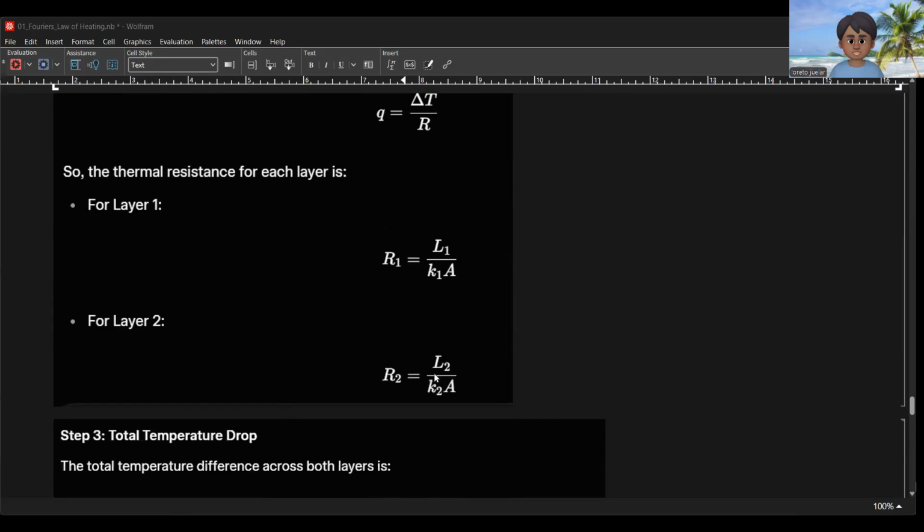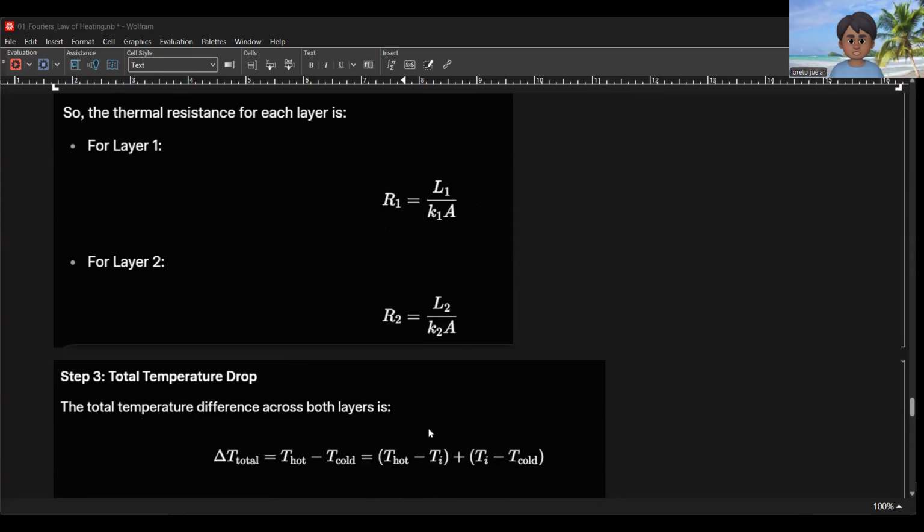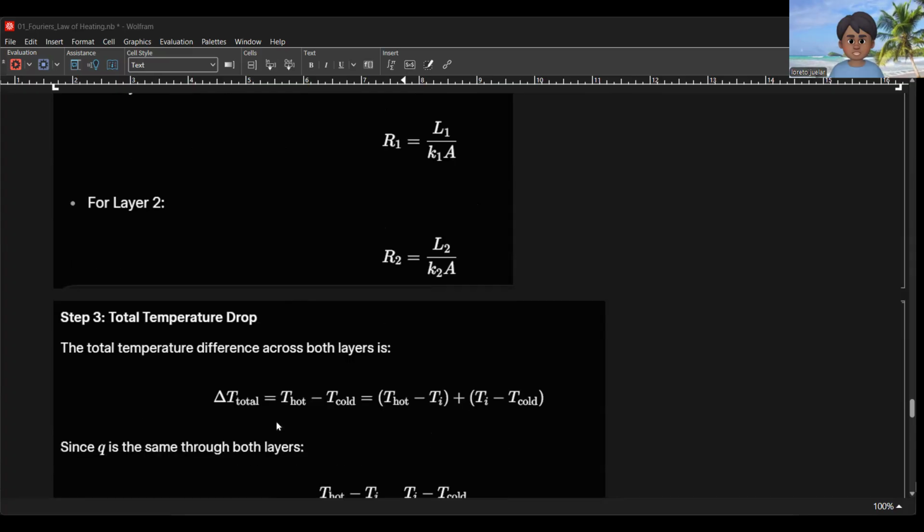For layer 2, R sub 2 is equal to L sub 2 over K sub 2 times the area. So the total temperature difference across both layers, the hot temperature minus the cold temperature, is equal to this. So we have the cancellation of the T sub I here.